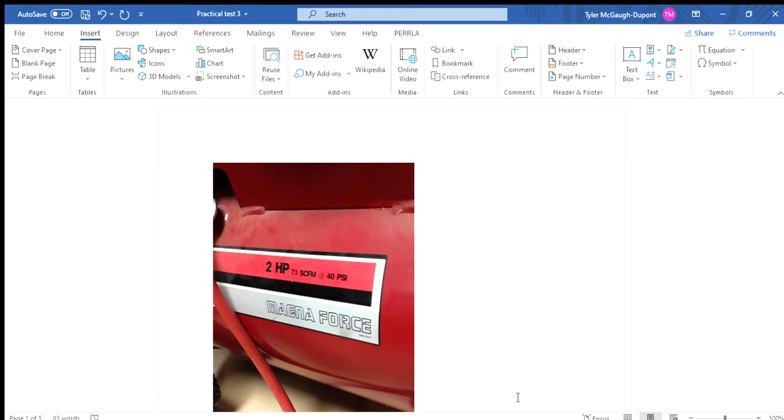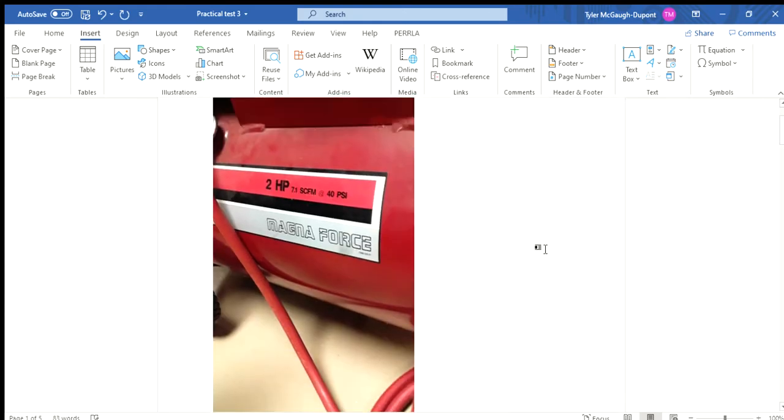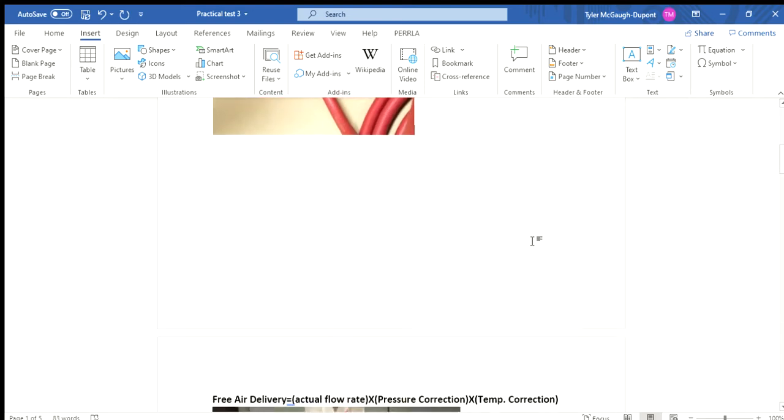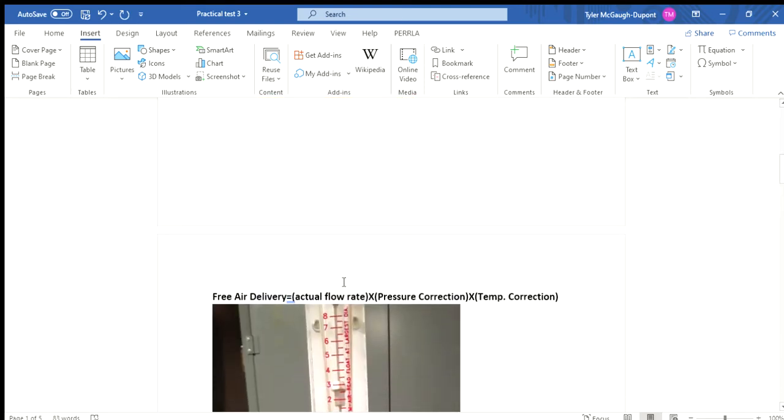I'm making this video for my Fluid Power and Control Circuits class, specifically on how to calculate the free air delivery of a compressor. The compressor we used in class for this example is rated at 7.1 standard cubic feet a minute at 40 psi. In order to calculate our free air delivery, we have to know our actual flow rate, and then we're going to compensate with a pressure correction as well as a temperature correction.